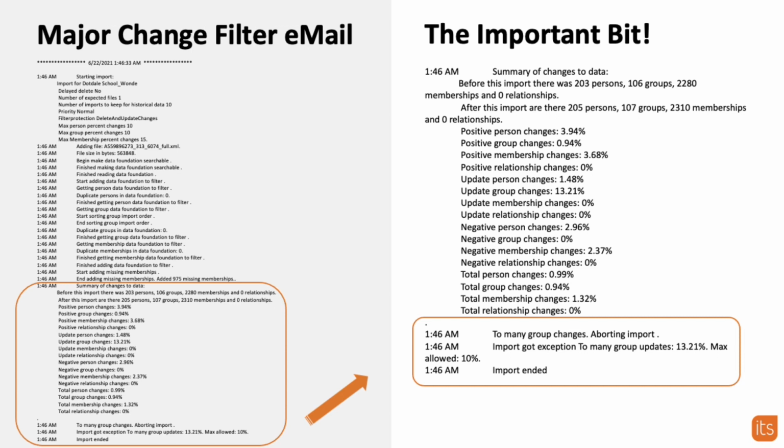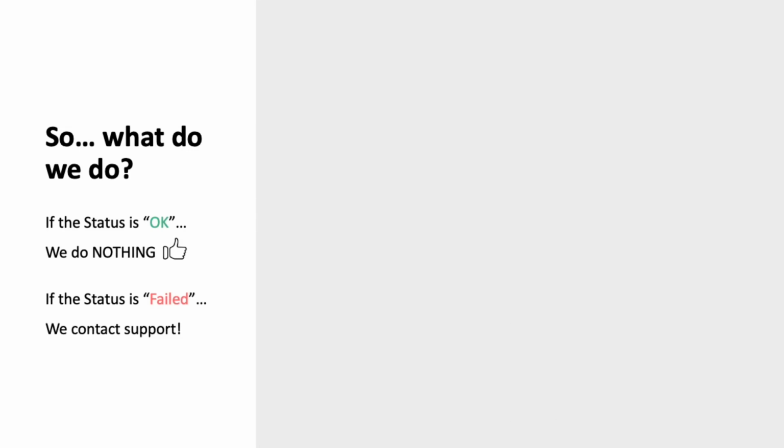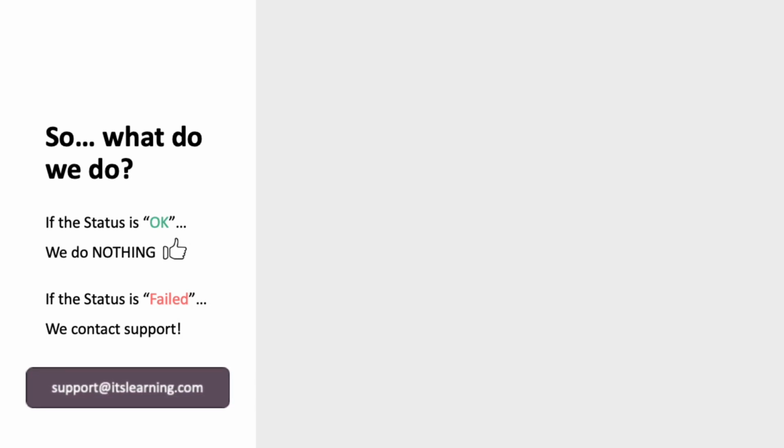If it's aborted the import, you contact us at support, and if it hasn't aborted it, if it's gone through as okay, we're generally okay. If you do encounter that major change filter, what do we do? Well, if the status is okay, we do nothing. Fantastic. But if the status is failed, then we contact the support team. I know I've said this before, but I just wanted to go over it again, because you're not on your own.